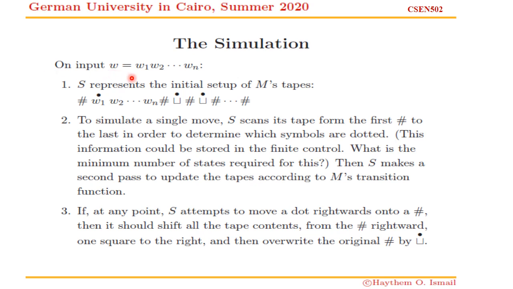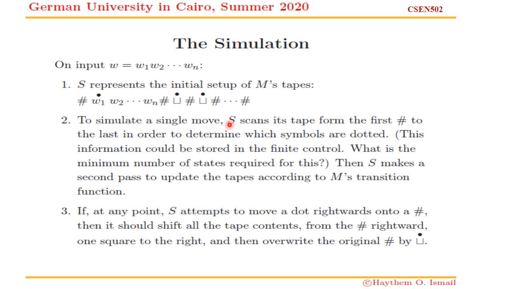So on input w1 through wn, S will represent the initial configuration of M's tapes this way. You have K blocks, right? Only the first block has the input on it, and the dot is on the first symbol because the head of M is pointing at this w1, and the rest of the tapes are empty. So in each of the remaining blocks on S's tape, you have the dot on the blank symbol, which means that basically the tape is empty.